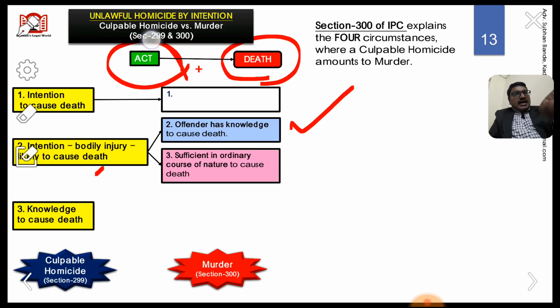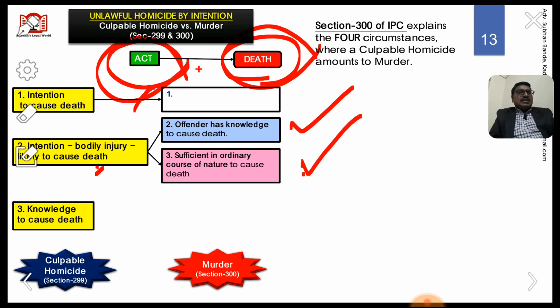A person must do an act that must result in the death of another human being. At the time of doing such act, the accused person has intention to cause bodily injury that is likely to cause the death. That is, that act is sufficient in ordinary course of nature to cause the death. It amounts to murder. This is the first form of murder. This is the second form of murder. This is the third form of murder, or the third circumstance where a culpable homicide amounts to murder.